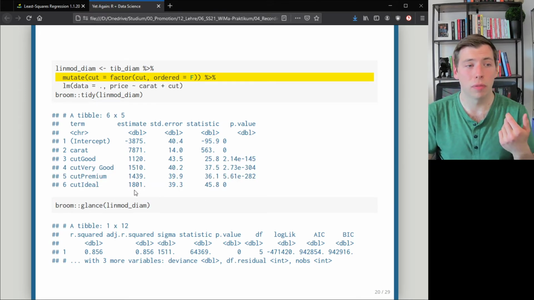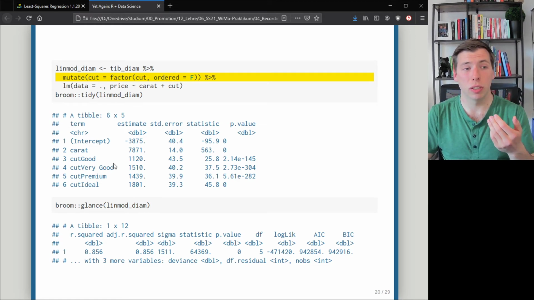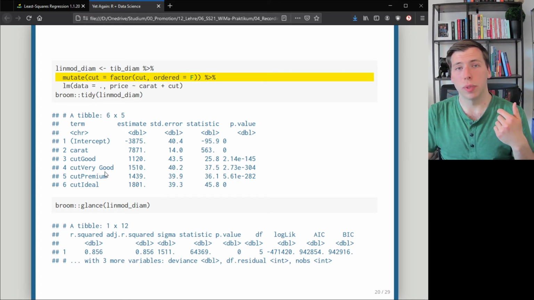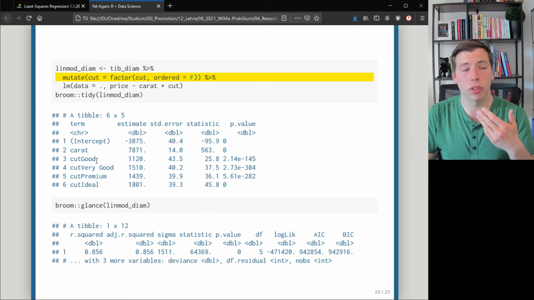And then if you get, for instance, a good diamond, then you know the indicator variable for the good dummy variable is 1, and therefore you will add 1,120 to the price. If it's a very good diamond, you will add 1,500 and so on. And so this is how it works.